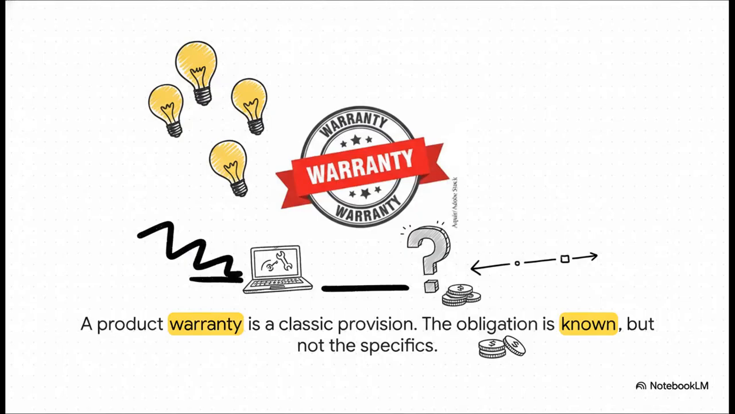A perfect classic example of a provision is a product warranty. Think about it. A company knows that when it sells 1,000 new laptops, a certain percentage of them are going to need repairs. So they have a present obligation from all those past sales, and they can use history to reliably estimate the future cost. They just don't know which specific laptops are going to break. It's that uncertainty that leads them to create a liability called a warranty provision.